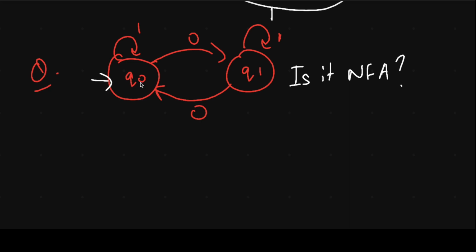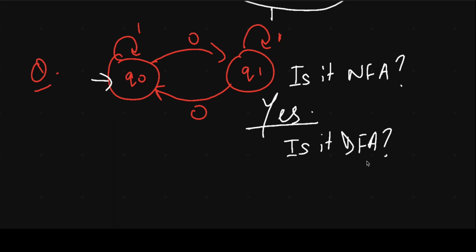We see here Q0 is the initial state, but there is no final state. So is it an NFA? Yes, it is an NFA because there are no rules to design an NFA. But is it a DFA? No, it is not a DFA. It is not a DFA. Are you sure? Wrong. It is a DFA as well. So that is a trick here. It is a DFA also.